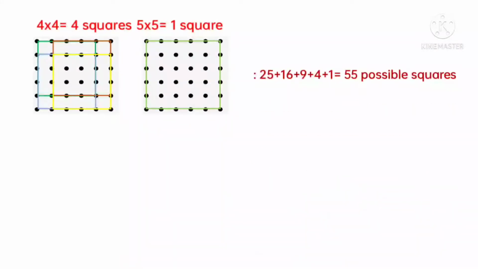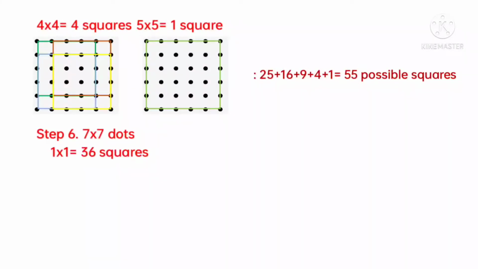So, the possible squares na ma-draw natin sa 6 by 6 dots is 25 plus 16 plus 9 plus 4 plus 1 is equal to 55. So, next step is 7 by 7 dots.